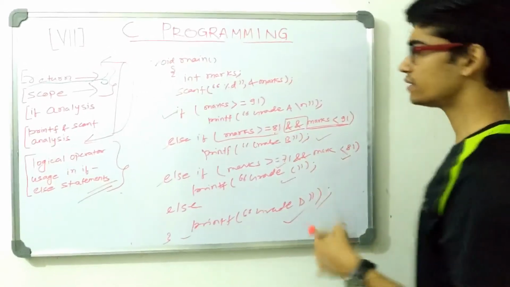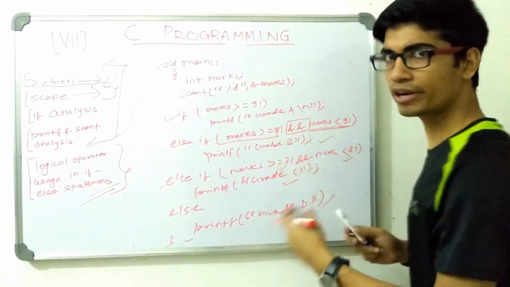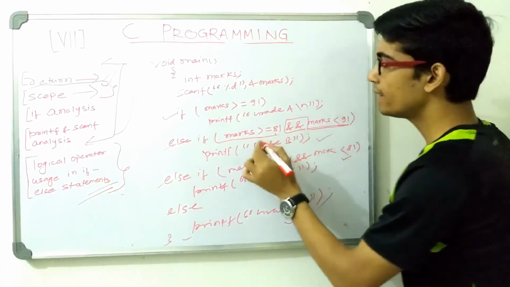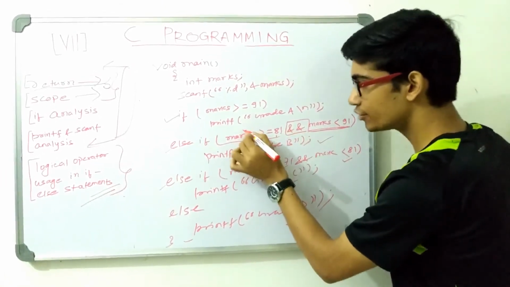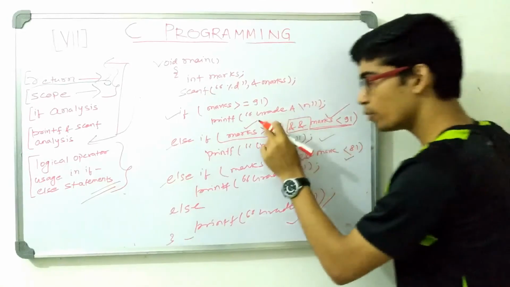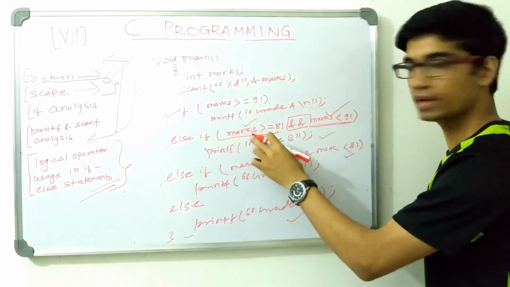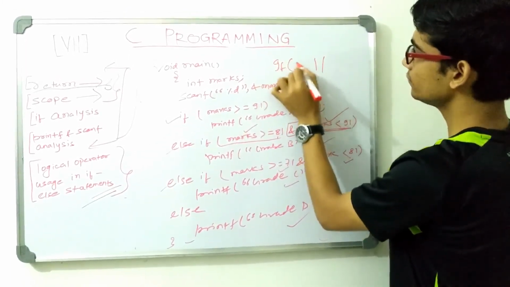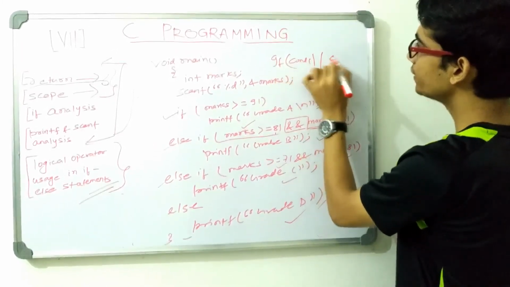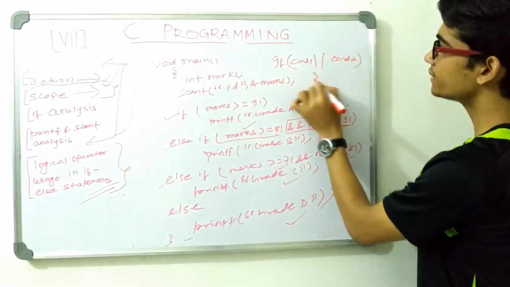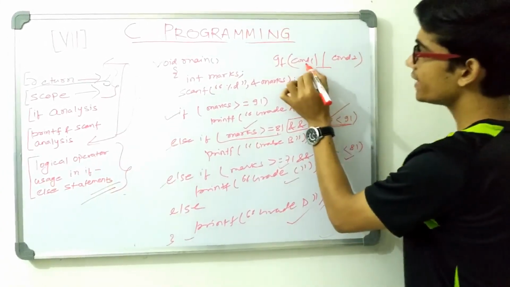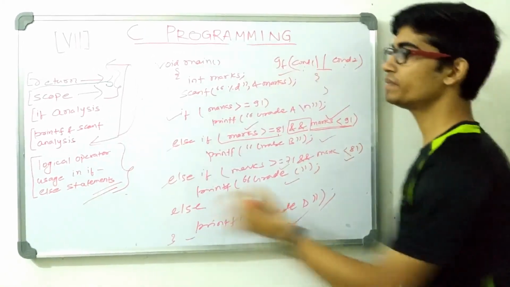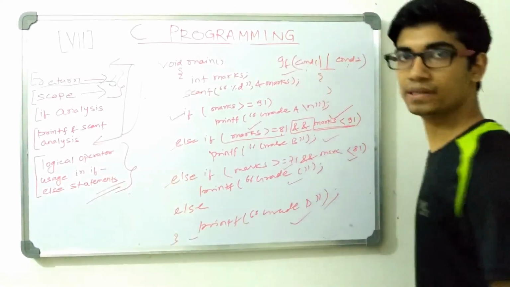Okay, similarly we can do logical OR. According to the situation, we can do the logical OR. What will be the difference? In logical AND, this needs to be true, this needs to be true. If both are true, then this if is true. And if something is like this, if condition 1 OR condition 2, okay, and then statement. So this OR means if any one of these two statements is true, this is going to be true. Okay, so this way we will be using our logical operator in if else statements.